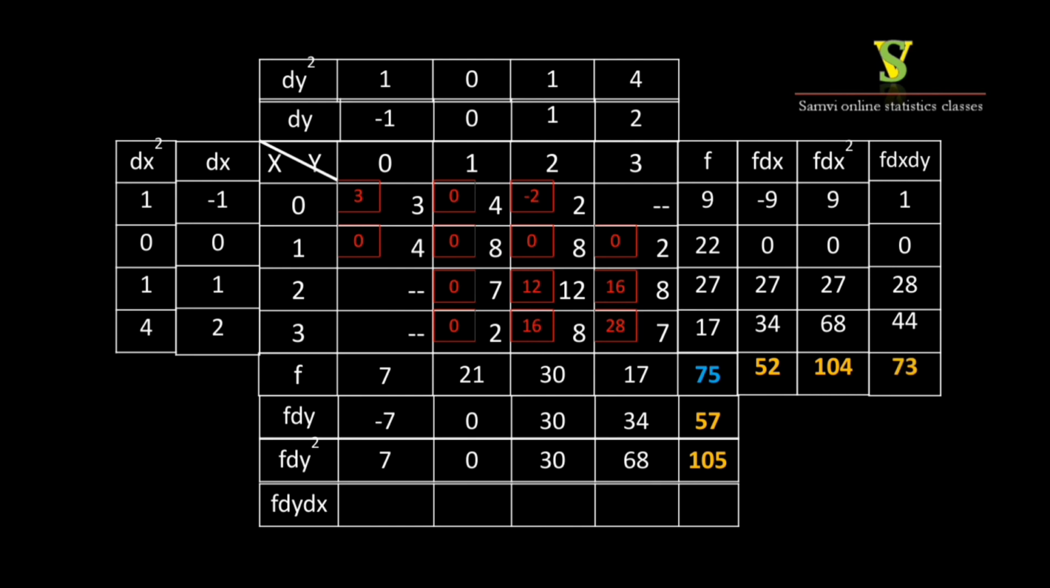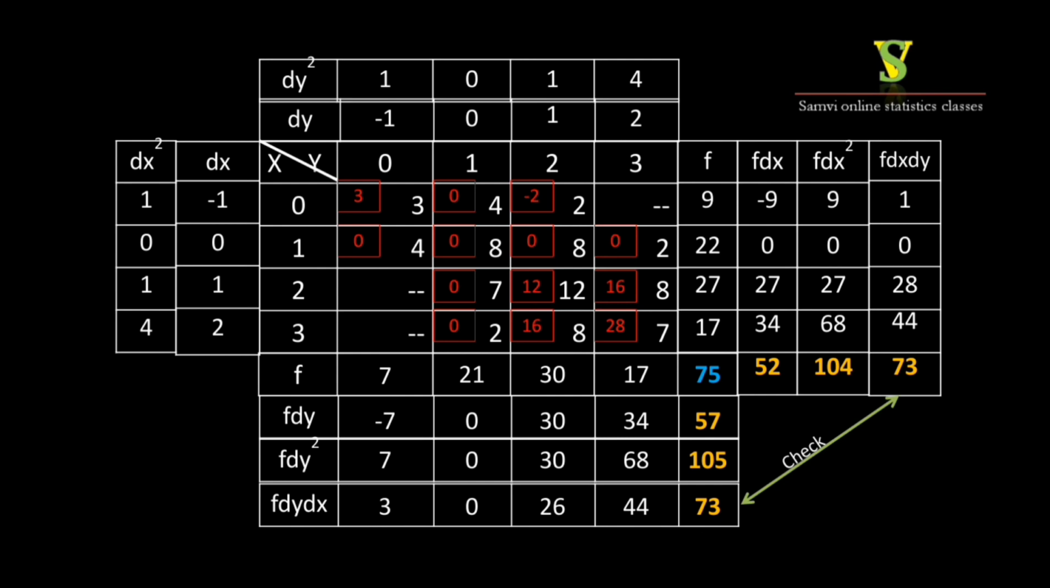Now you have to take the column wise total. 3 plus 0 will get here 3. 0 plus 0 plus 0 plus 0 will get here 0. Minus 2 plus 0 plus 12 plus 16 will get here 26. 0 plus 16 plus 28 will get here 44. So now we have to find out the total, that is 73. We get here total is how much? 73. So that means if you verify the row wise total as well as the column wise total, it is equal. So that's why we write here checked, both are equal here.